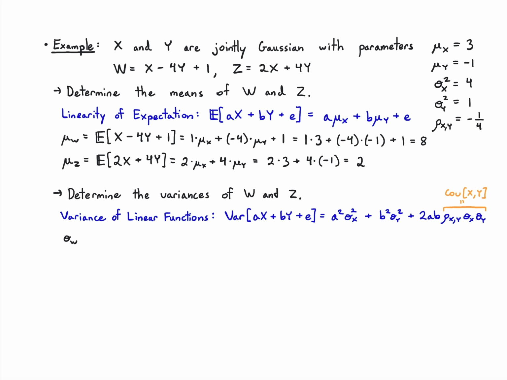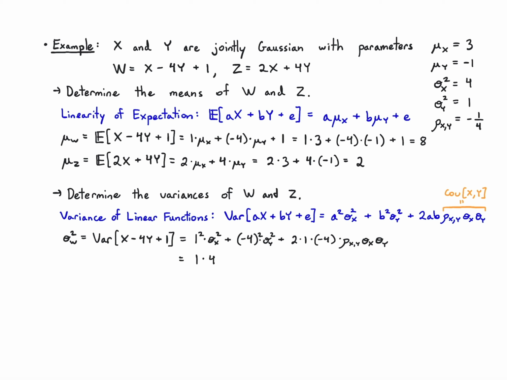All right, so let's work this out. So that means that the variance of w is just going to be the variance of x minus 4y plus 1. That's going to be 1 squared times the variance of x plus minus 4 squared times the variance of y plus 2 times 1 times minus 4 times correlation coefficient times the standard deviations. That's going to be 1 times 4 plus 16 times 1 minus 8 times minus 1/4 times 2 times 1, and that works out to be 24.